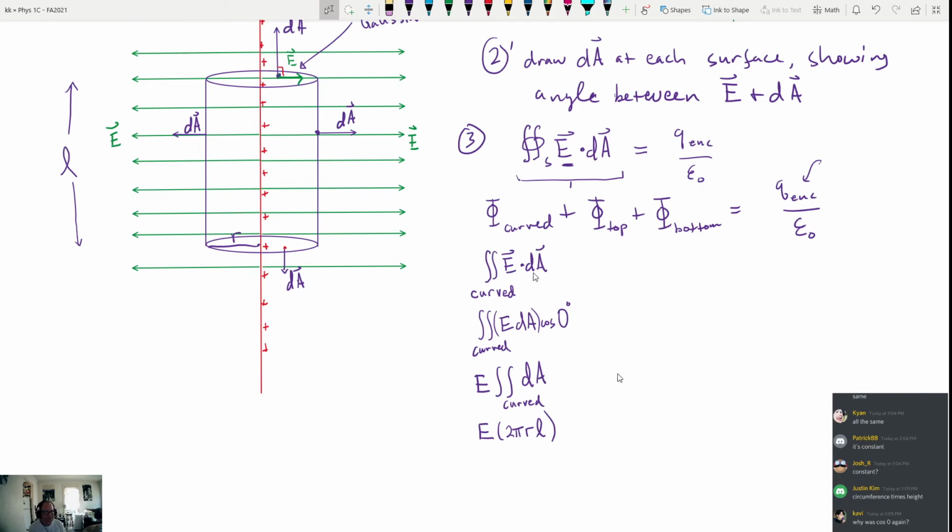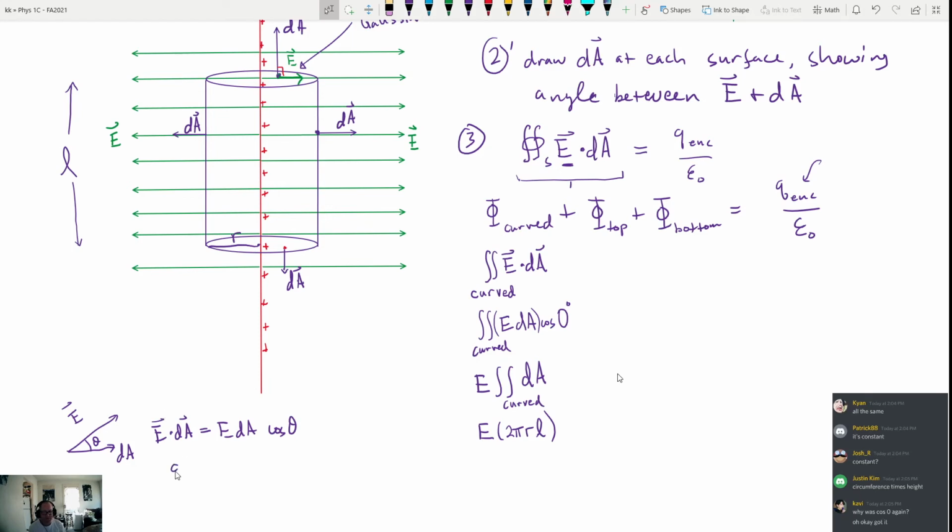So when I say E dot dA, what I mean is I take E times dA and I take the cosine of the angle between the two of them, right? Just as a brief refresher, if this is E and this is dA and this angle is theta, then E dot dA is defined as E dA cosine of theta. Does that seem familiar to you? This is the definition of the dot product, and if you don't remember it, it may be a good idea to go back and review the dot product.